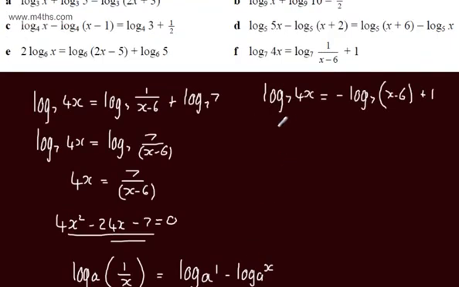So we can now write this as log to the base 7 of 4x plus now log to the base 7 of x minus 6 is equal to 1.